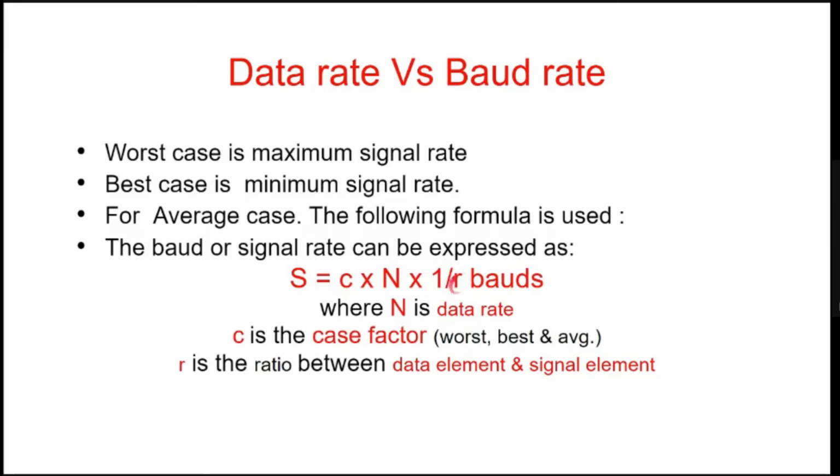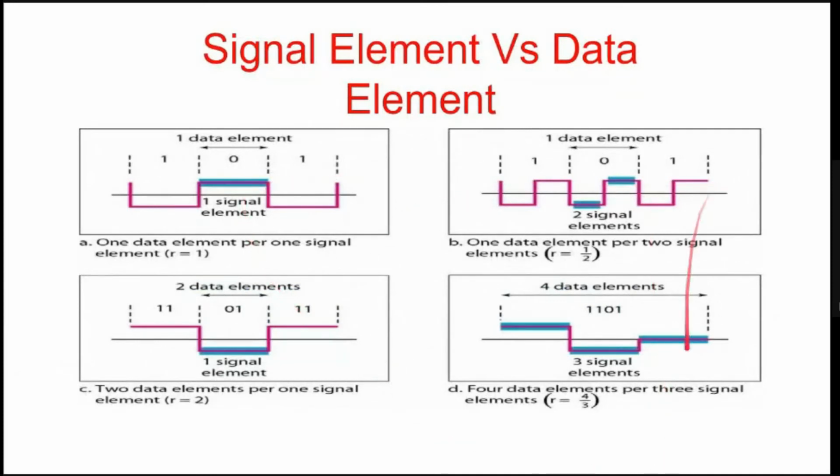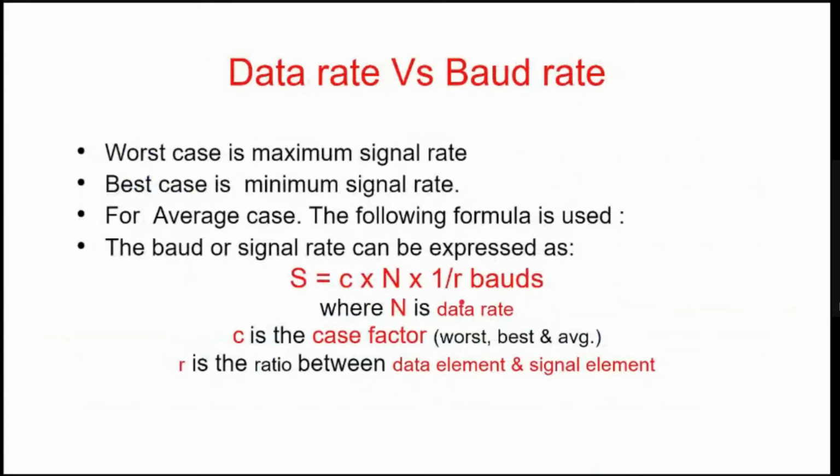Already we have discussed how to calculate the R value by this diagram, right? We can calculate the R value as 1/2, 3/4 based on the data element and the signal element. In the same way, we have to calculate the C value and the capital N value. N is the data rate. And C is the case factor, that is either worst, best or average. R is the ratio of data element to signal element.